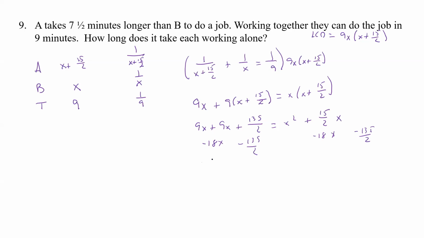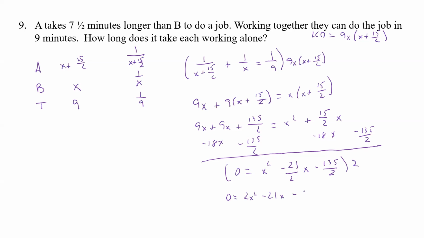And so now we get 0 equals x squared, and if we take that and times 2 is 36 minus 15, so it's going to be a minus 21 over 2x, and then we still have our minus 135 over 2. I don't want to factor fractions, so I'm going to multiply the whole equation by 2 to get rid of all those fractions. And so then I have 0 equals 2x squared minus 21x minus 135. Okay, now I can factor, or attempt to factor.